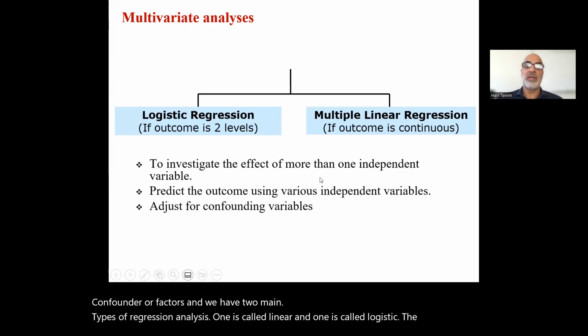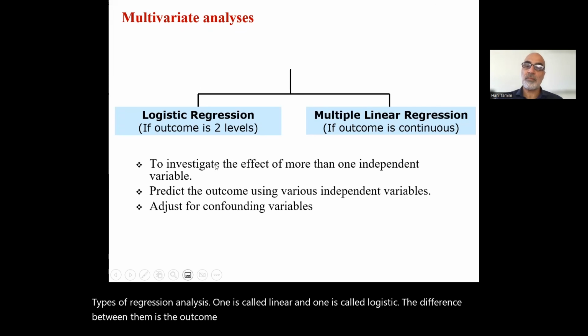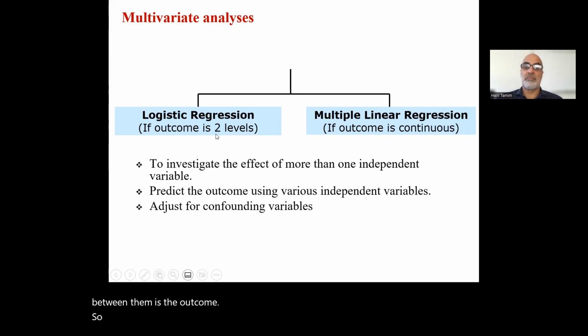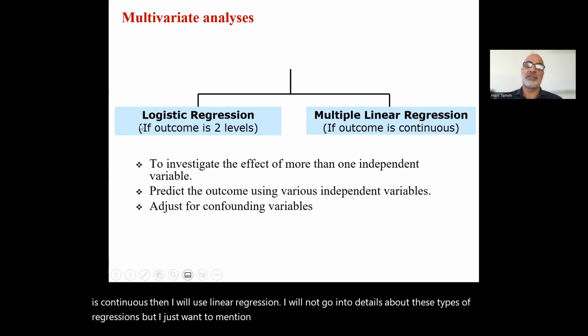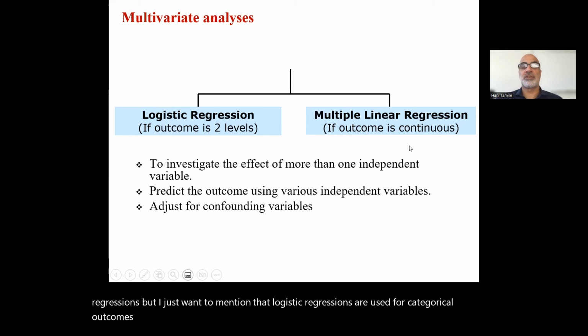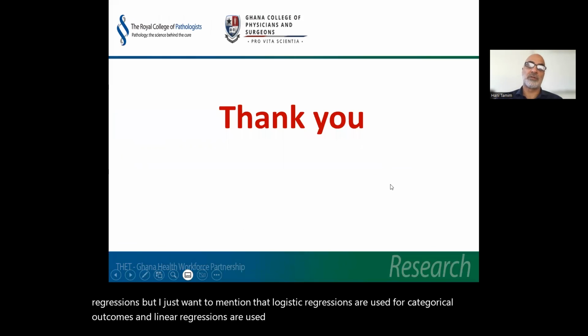The difference between them is the outcome. If the outcome is two levels, meaning categorical, I will use logistic regression. If the outcome is continuous, then I will use linear regression. I will not go into details about these types of regressions, but I just want to mention that logistic regressions are used for categorical outcomes and linear regressions are used for continuous outcomes. And this is the end of my presentation.